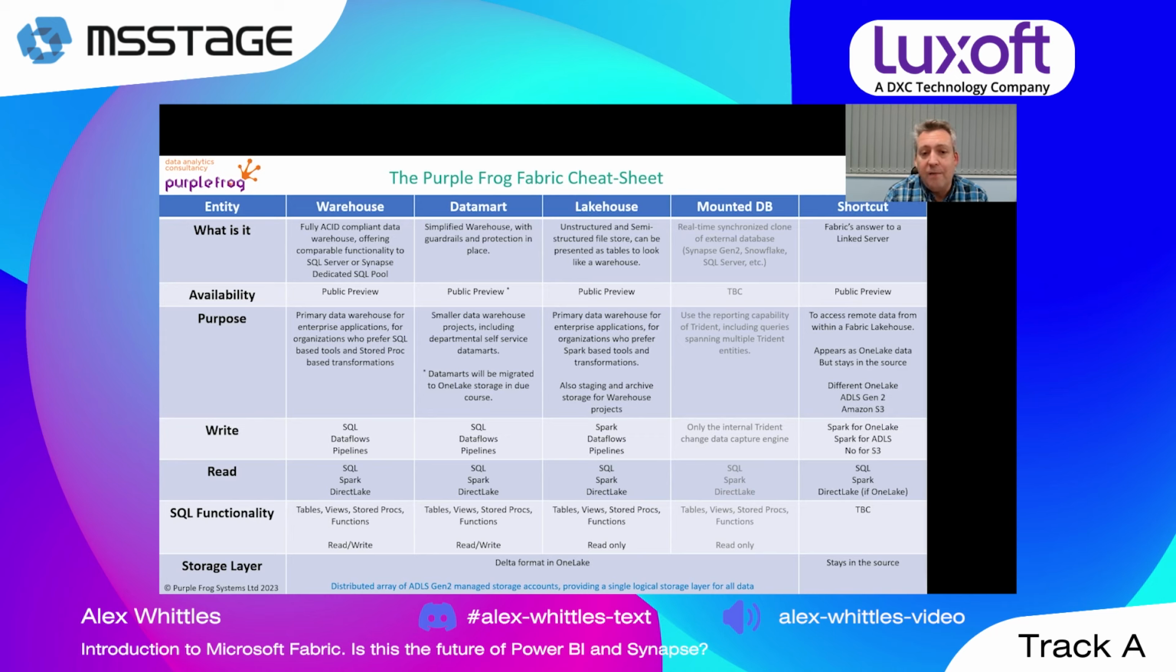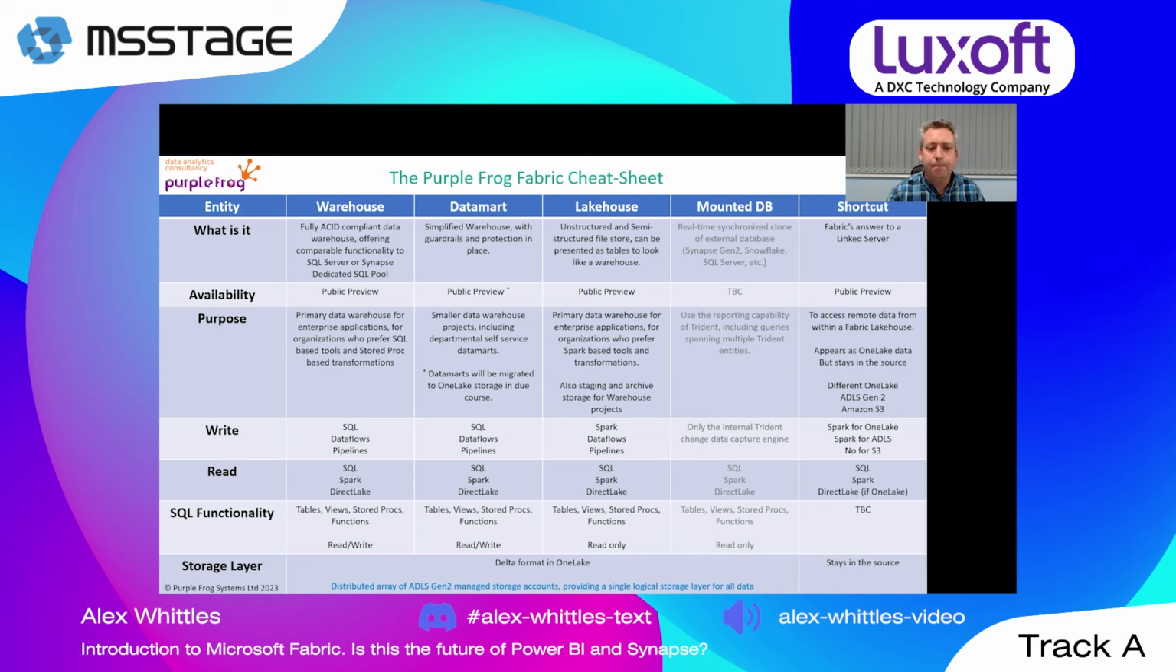And then finally, we have the shortcut. Now, a shortcut, similar to Mounted DB, it's for external data, but it doesn't create a copy of it in Fabric. It just creates a shortcut. Think of this as a linked server in old SQL Server parlance, where you can run a query against it. It passes that query off to the primary system and brings the results back. And it allows you to run cross-system queries between different systems, whether you've got a warehouse, a lakehouse, a mounted database, and a shortcut, one query across them all, and really you have one platform that can combine all of that together.